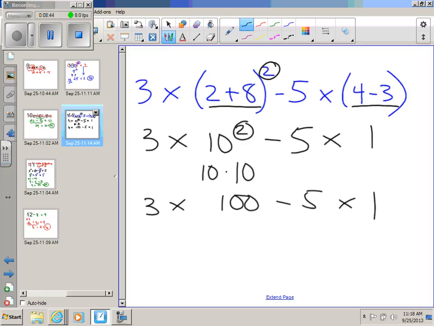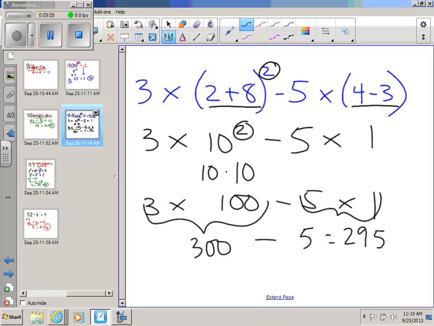Multiplication, subtraction, multiplication. Step 3 has to get taken care of before I move to step 4. Step 3 is all my multiplication. 3 times 100 minus 5 times 1. 300 minus 5. 295.